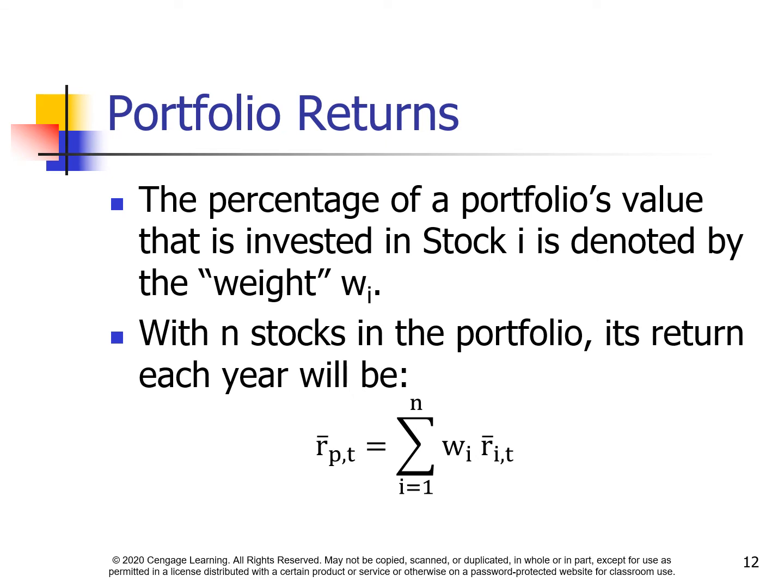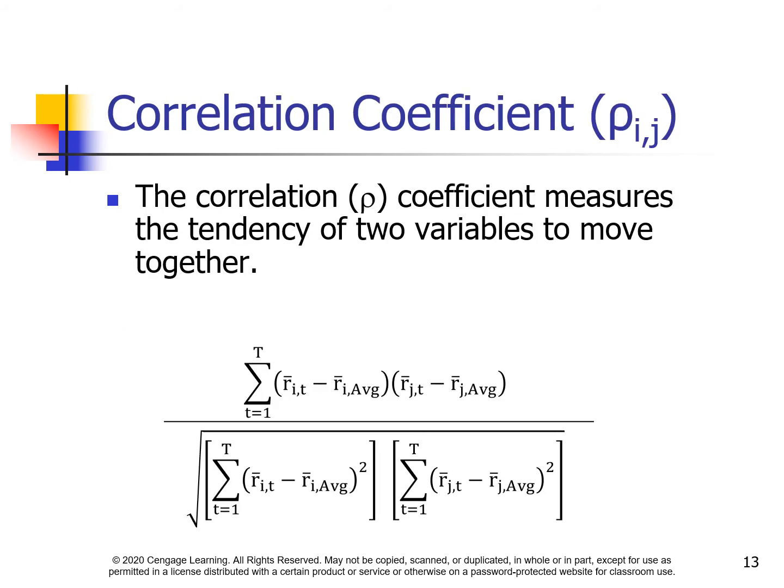Portfolio returns. The percentage of a portfolio's value that is invested in stock i is denoted by the weight w_i. With N stocks in the portfolio, its return each year will be calculated as follows. Correlation coefficient. The correlation coefficient measures the tendency of two variables to move together. We can estimate the correlation coefficient using the following formula.